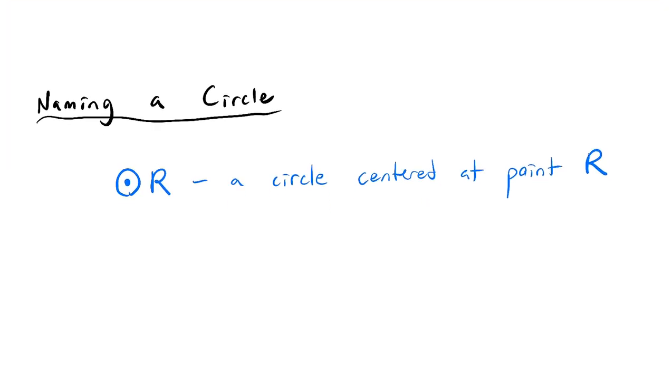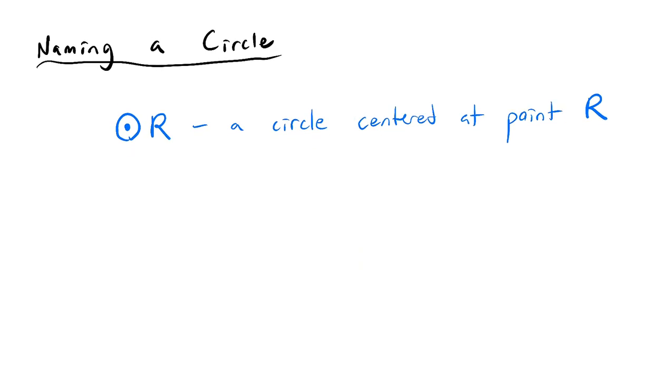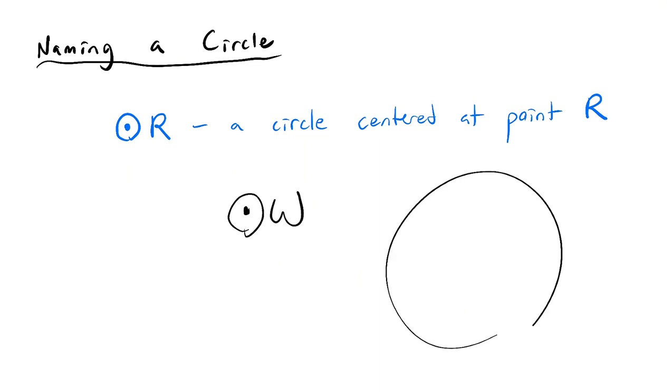All right. So another thing too is if you're naming a circle, you do it with this symbol. So circle W means you have a circle where the center is point W. Or in this one, circle R, that was a circle where the center is at point R. That's what that symbol means.